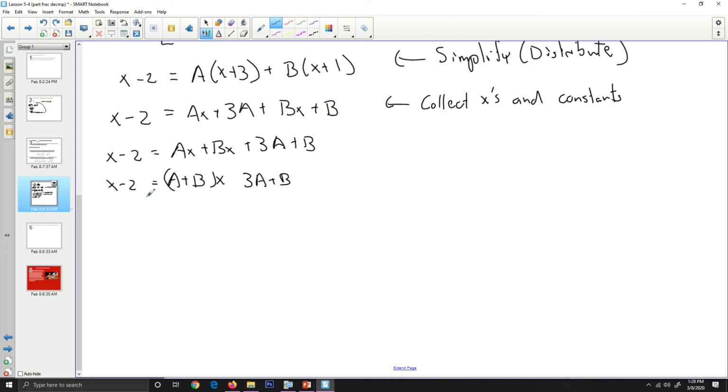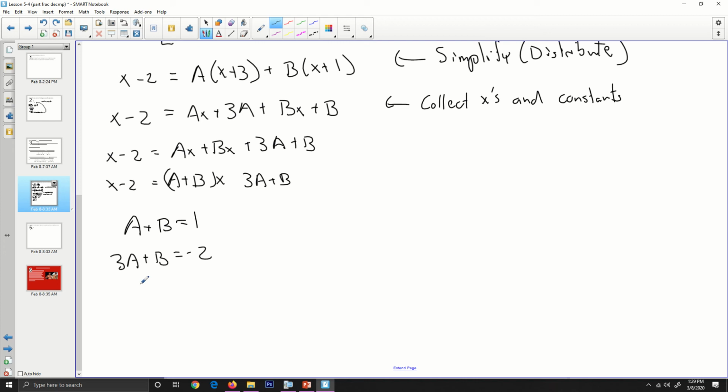And if you notice, in front of the x, I have a 1. So a plus b has to equal 1. And for my constants, I have 3a plus b has to equal negative 2.